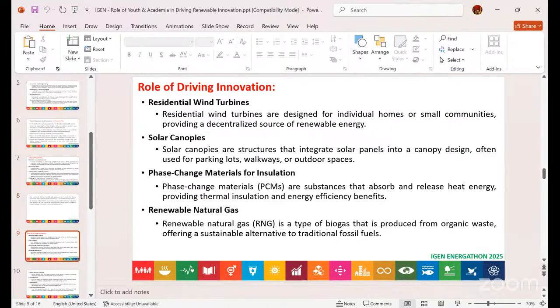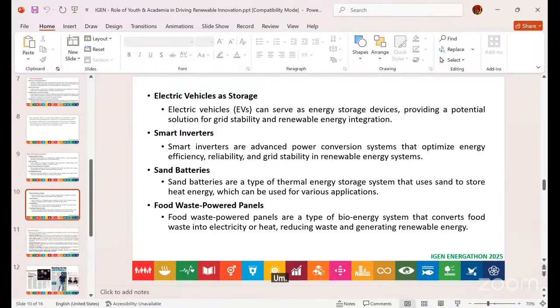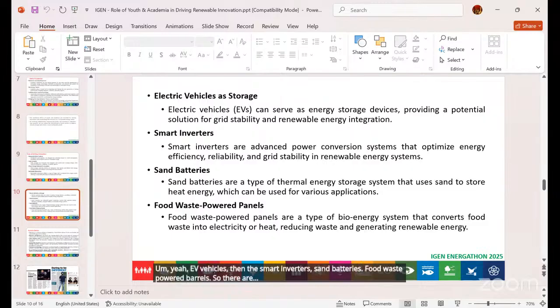Innovations. So what types of innovations can we find? Residential wind turbines, solar canopies. I'm not explaining much. Renewable energy, natural gas. Next slide, please. EVs, then smart inverters, sand batteries, food waste power panels. So there are a few innovative things in this present drive of innovations. Yeah, next thing.